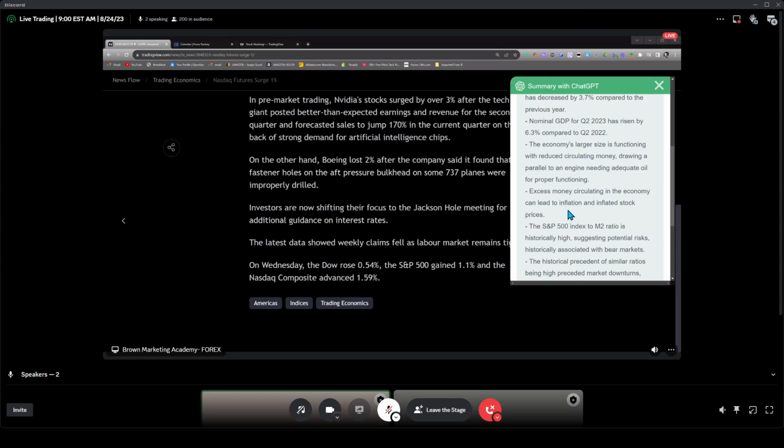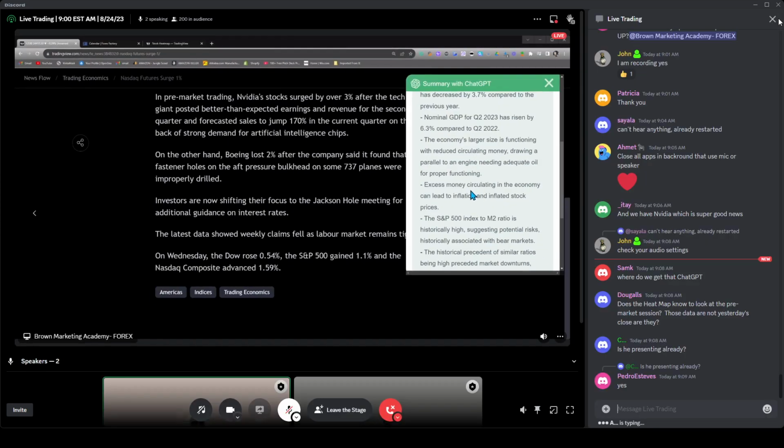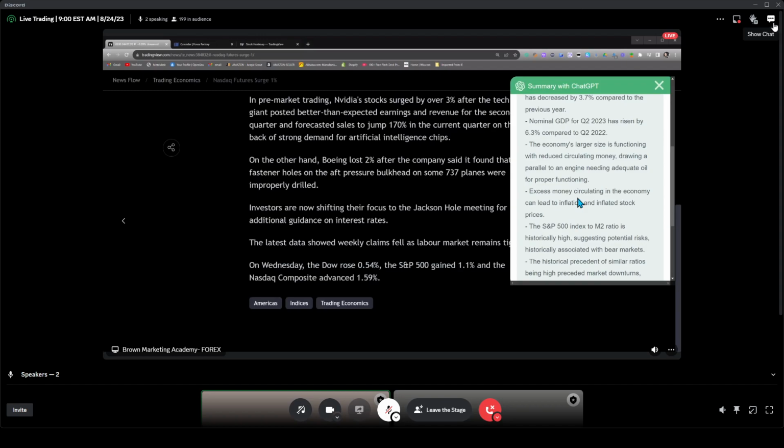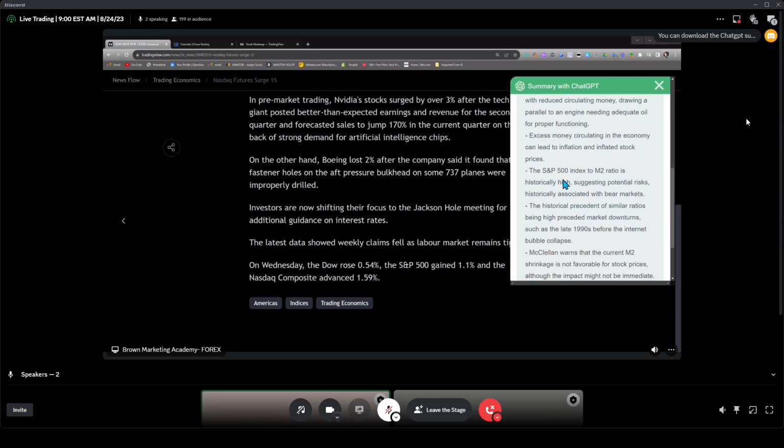Excess money circulating in the economy can lead to inflation. That is negative for the economy. Rising inflation is bad for the economy. It costs the banks more money to borrow money when inflation goes up, which then transfers over to us, the people who are borrowing the money for our houses, cars, and so on. The S&P 500 index to M2 ratio is historically high, suggesting potential risks historically associated with bear markets. So that is negative for the economy as well.